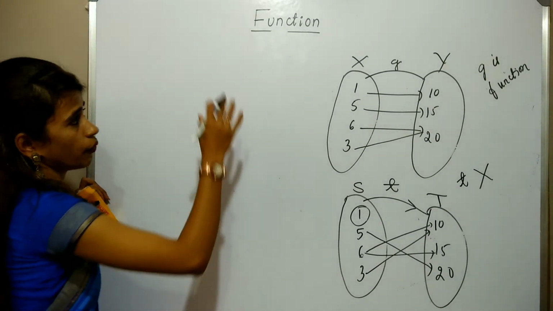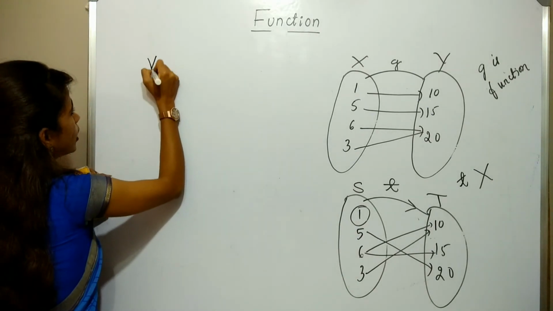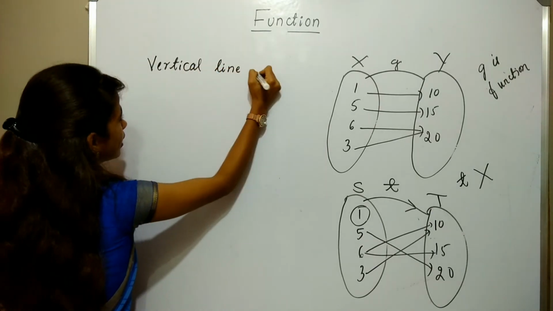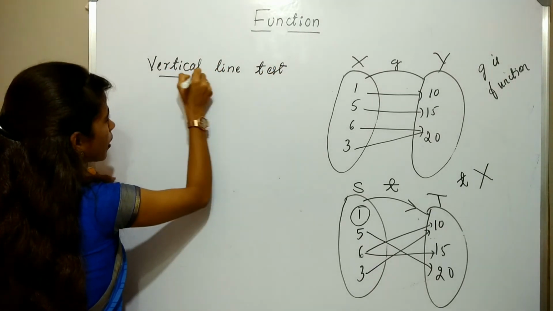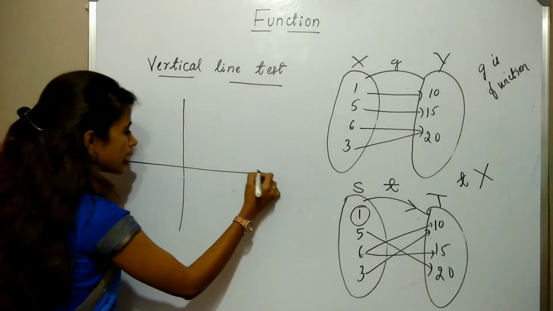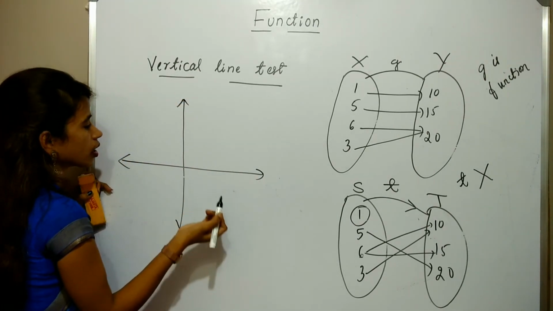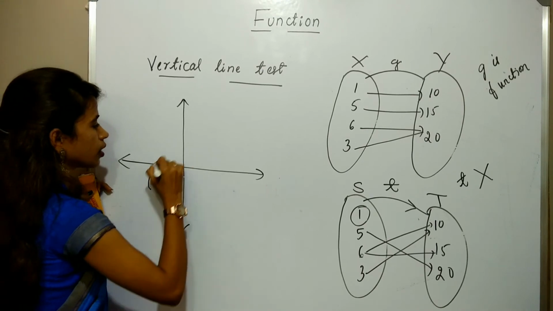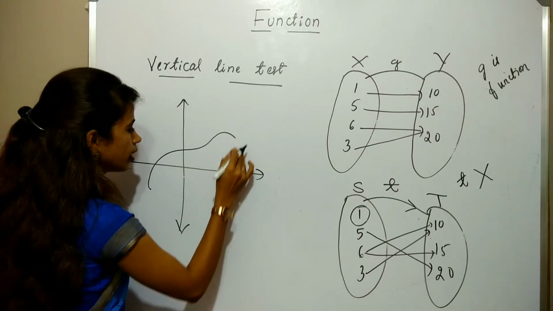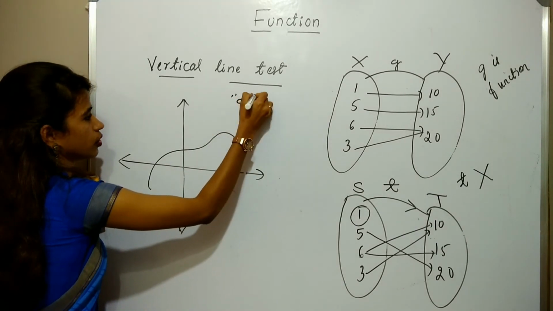Let us check whether it is a function or not by means of a graphical method, that is the vertical line test. Okay. So what does it mean? If I have a graph in the xy plane, with x-axis and y-axis, say this is a graph. I am taking it like this. So this is a graph of some function, say f.